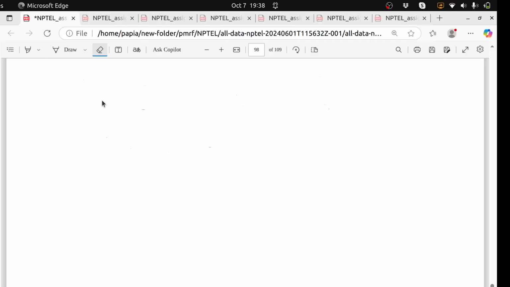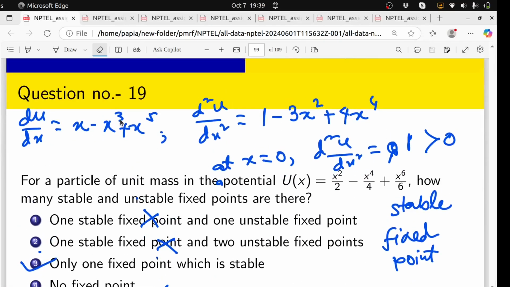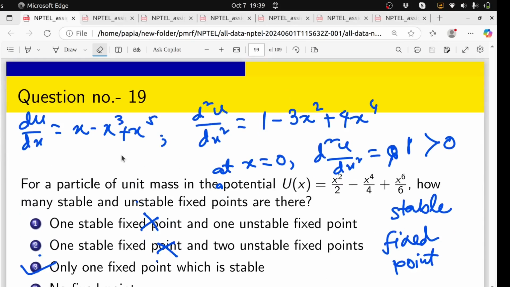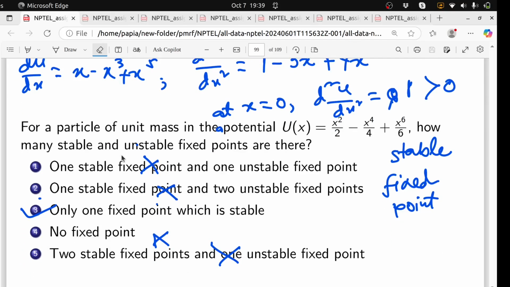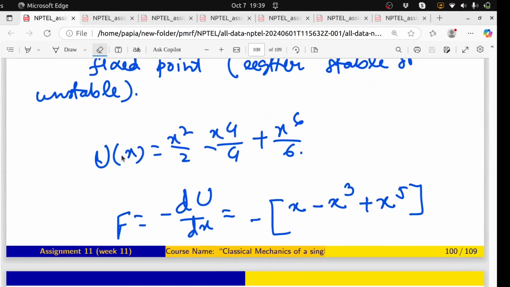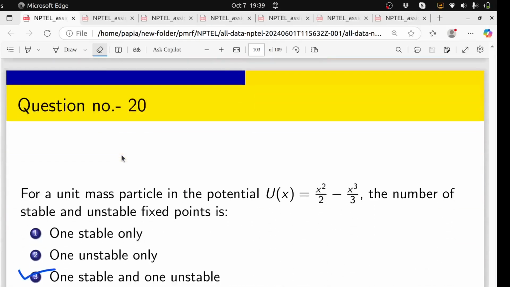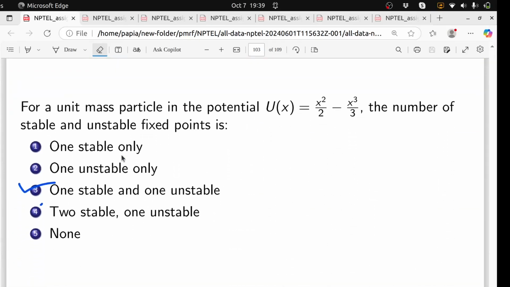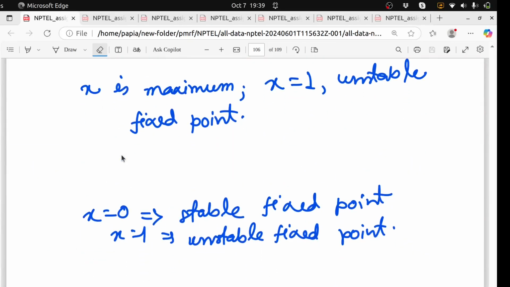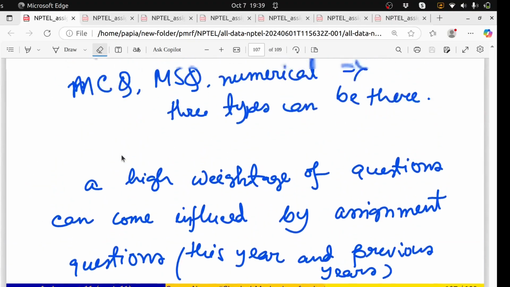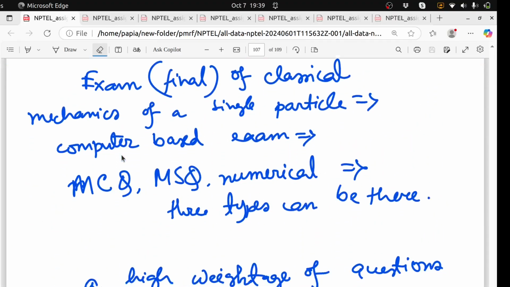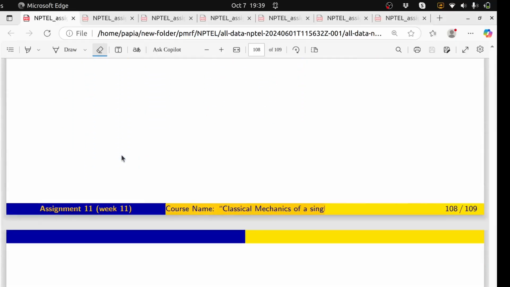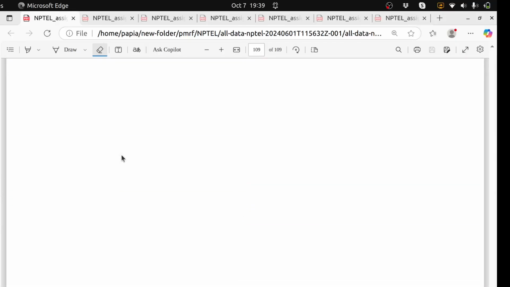Yes. Then only one fixed point which is stable. This is one stable and one unstable. These last two pages were basically denoted for the exams.